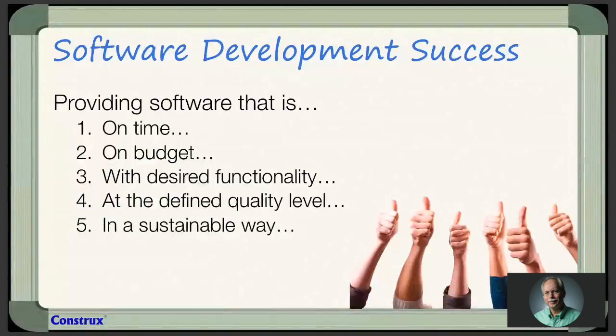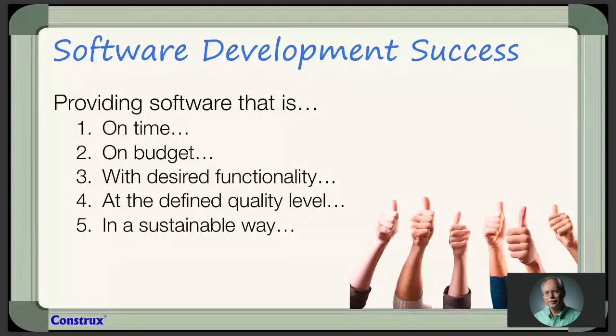So what we mean by software development success is that we're doing it on time, on budget, with desired functionality, desired quality, in a sustainable way. And I think we can agree, if we do this, we're doing pretty darn well right off the bat. But that's not exactly what I mean by 10x. I think this is good. I think this is great. I think this might be 4, 5, 7x, but it's not 10x.